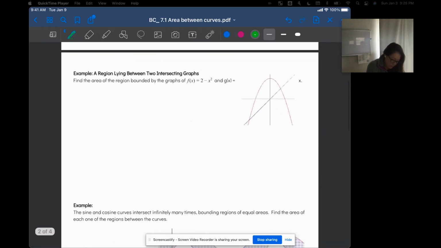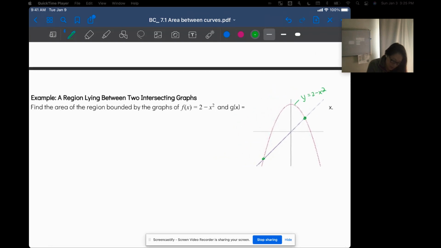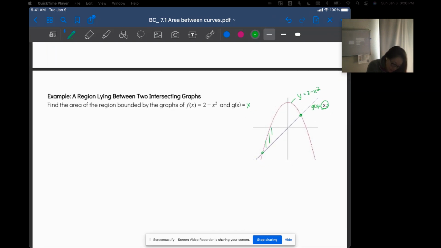All right, so I have this time when the region is between two intersecting graphs. So this time the graphs actually touch, so we can see that they intersect here and here. So we need to find the area between, and I always label them. So I'm like, okay, this is y is equal to 2 minus x squared. And the second is g of x is equal to x. We are going to figure out what the area between these two curves is.